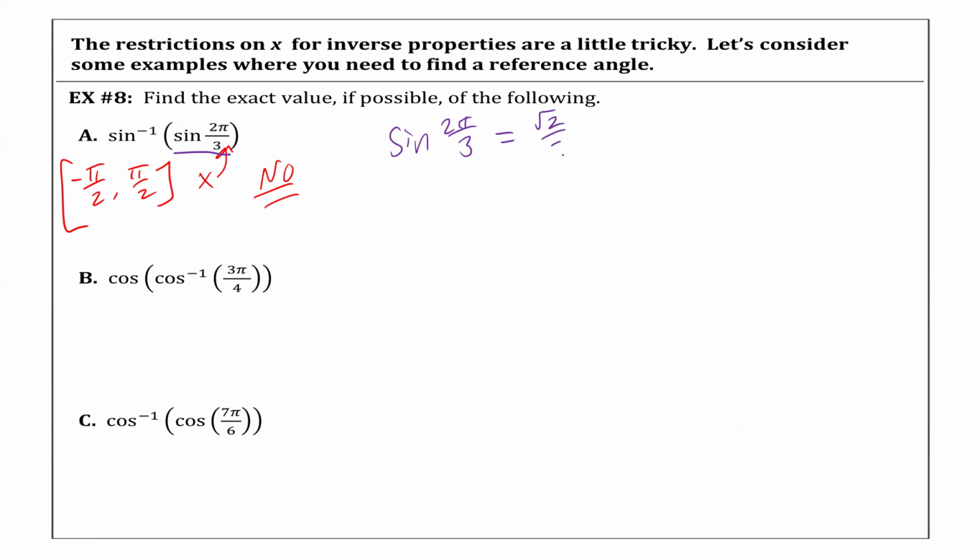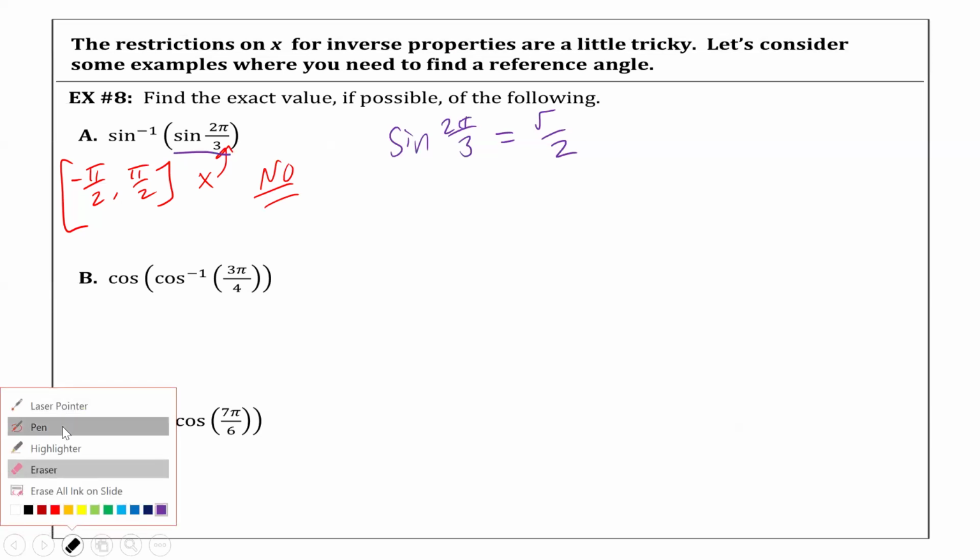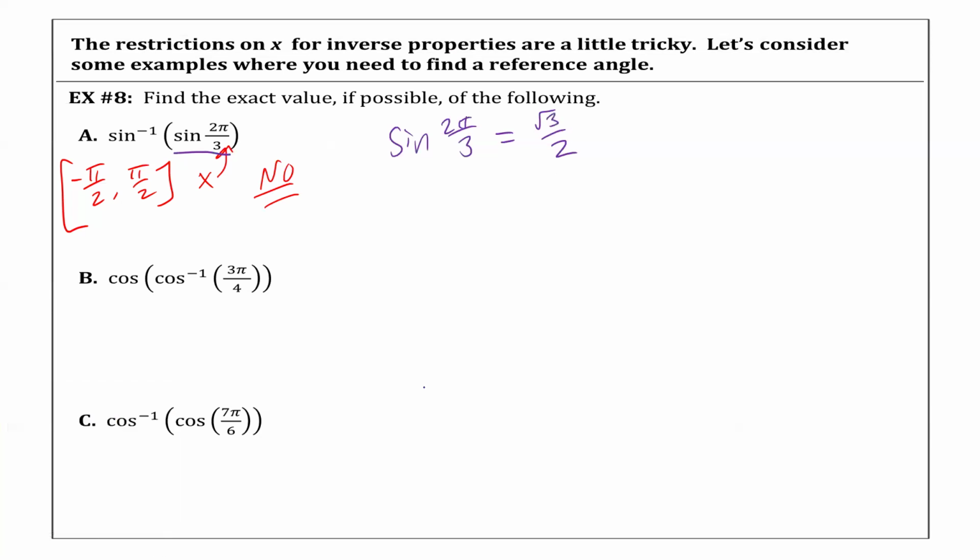Square root of 2 over, no, it doesn't. I corrected myself. I was like, wait, that is not a 45. All right, so we get square root of 3 over 2. So now, after we evaluate, we substitute that back in. So we're doing sine inverse of square root of 3 over 2.